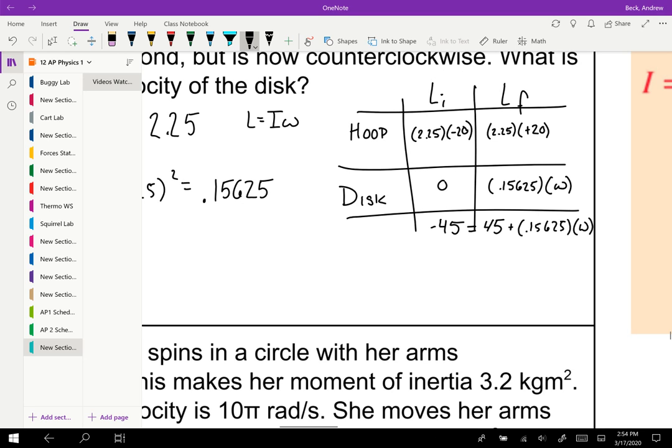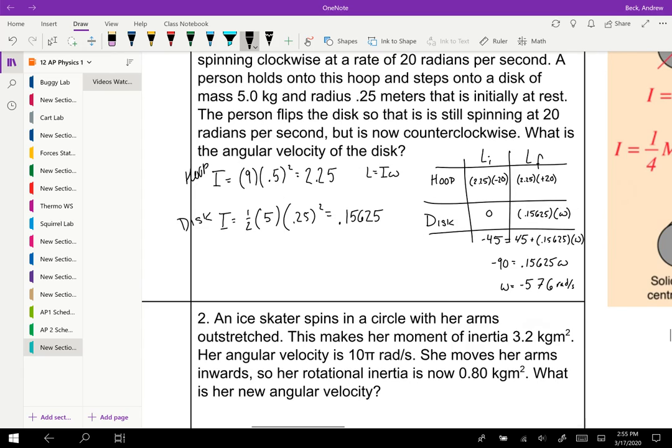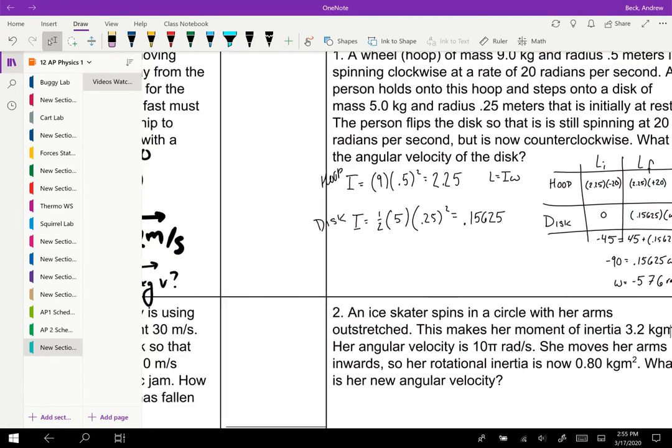omega. All right, so we can do negative 45 minus 45, negative 90, equals 0.15625 times omega. And if we solve for that omega, we get negative 576 radians per second. So this should look pretty similar to this astronaut one.